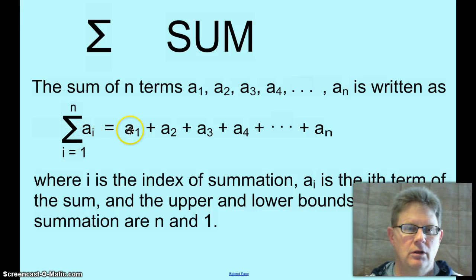That would equal the first term plus the second term all the way up to the nth term, where i is the index of summation and a sub i is the ith term of the sum. The upper and lower bounds of the summation are n, the upper bound, and 1, the lower bound. So go ahead and pause that and write that down if you need to, and I'm going to move on.